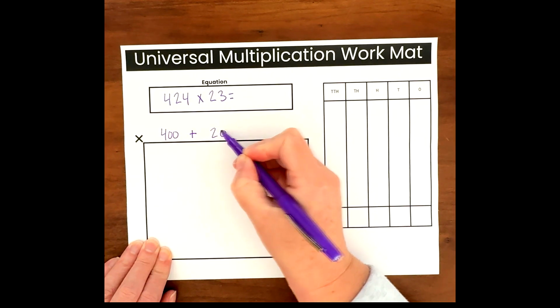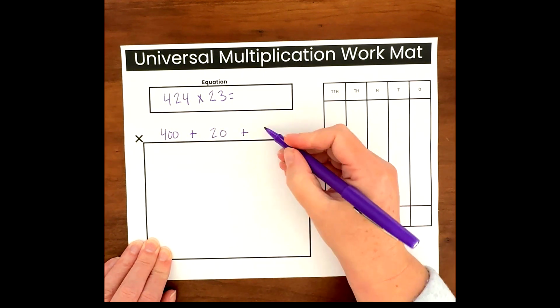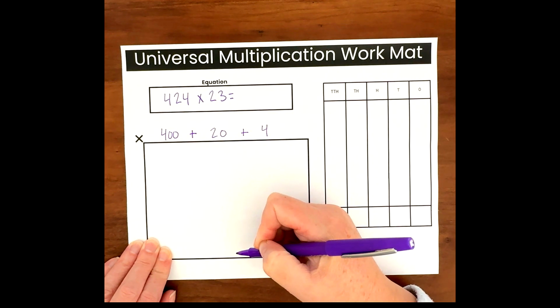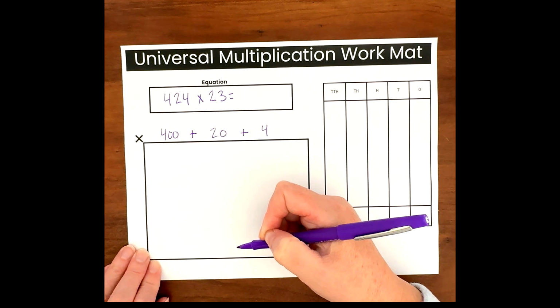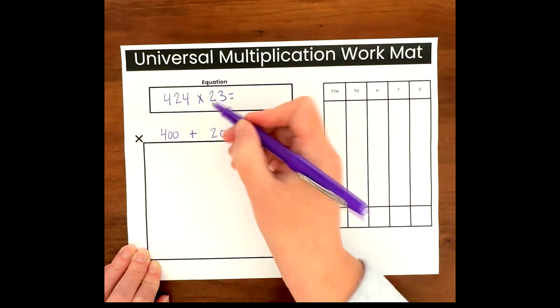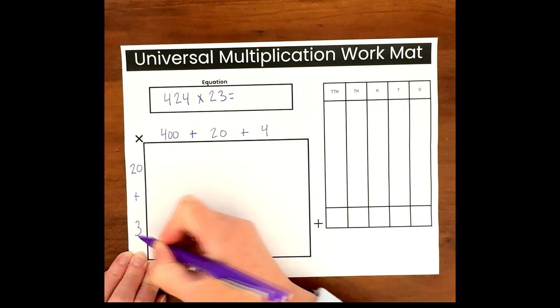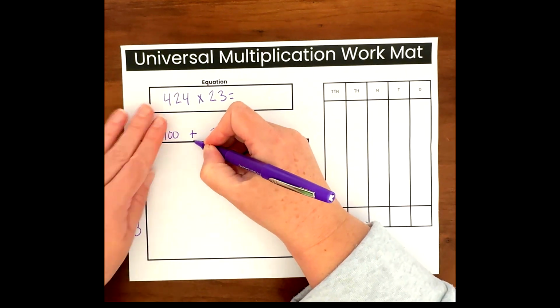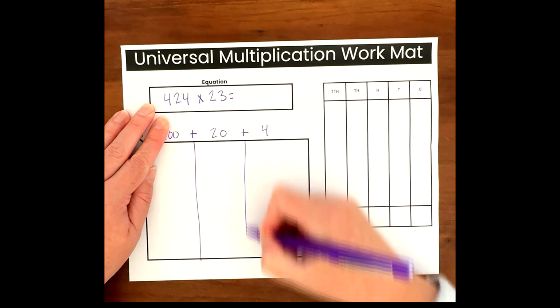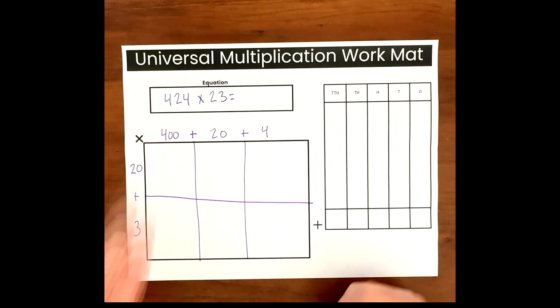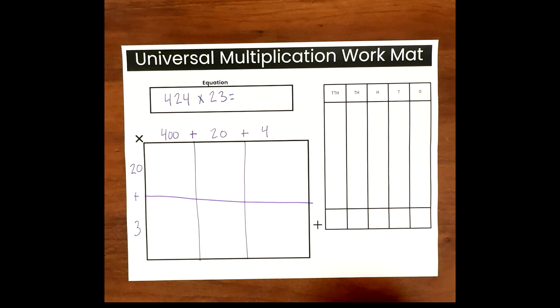2 tens, which is 20, plus 4 ones, plus. Now, these plus signs are important because they're going to help the kids know how many lines to draw to make their area model. Let me finish the expanded form for this. So we've got 20 plus 3. Now watch this. Follow the plus sign down, and that is how you know how many boxes you need for your area model. Makes sense, right? It's just those little things that I have found working as an interventionist and working with English language learners.